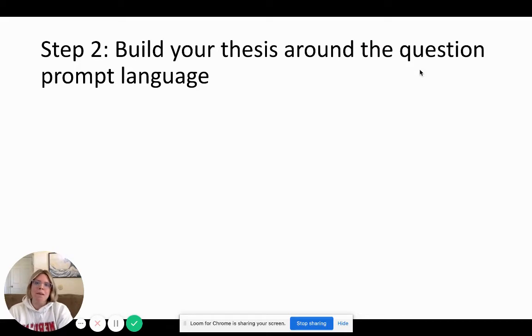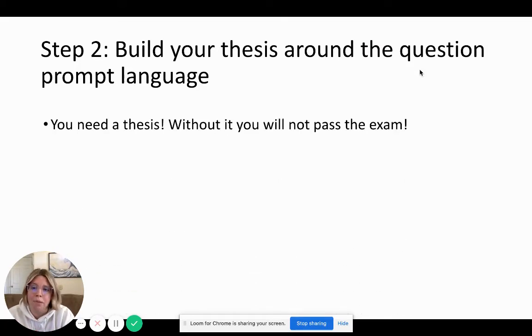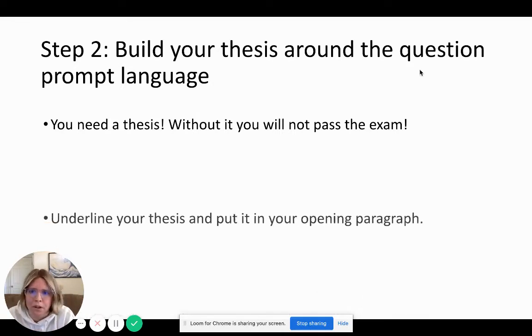The next step is basically building your thesis language around your prompt language. So you need a thesis. That is the one important thing I will have to say. Without it, you will not pass this exam. Because without the thesis, you can only get, I think, 1 to 2 points on this, which means you're not going to pass. You need a thesis. That's the first thing you want to look out for first.